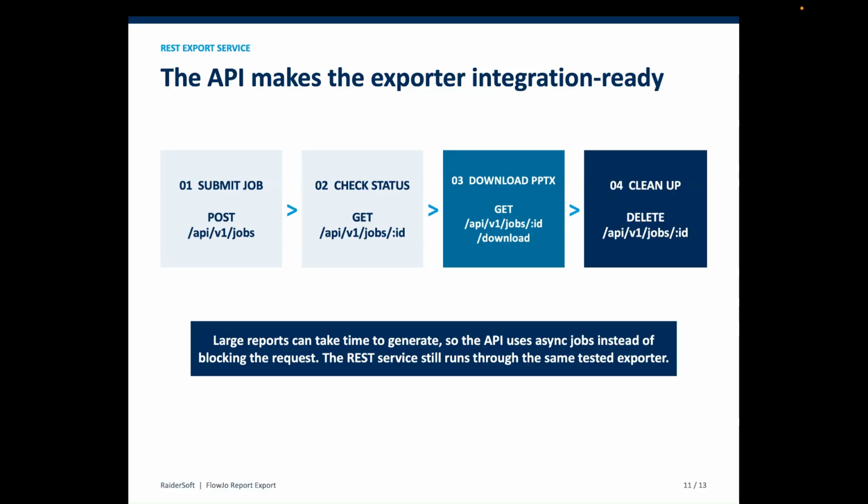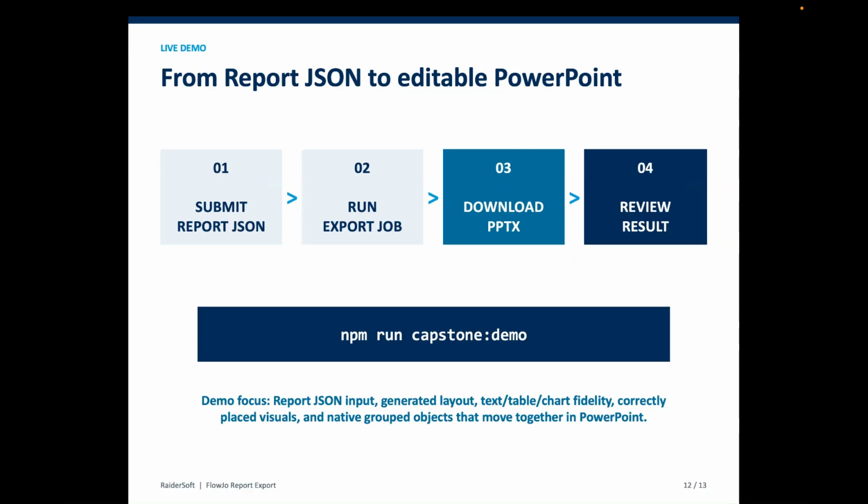Most importantly, the API uses the exact same export engine as the command line workflow, so every export benefits from the same rendering logic and validation process. We can now show the exporter end-to-end from report JSON input to the finished editable PowerPoint. Now we're going to focus on the second part of the live demo. The idea is pretty simple from the user's point of view. We submit a report.json, run the export job, download the generated PowerPoint, and then review the result.